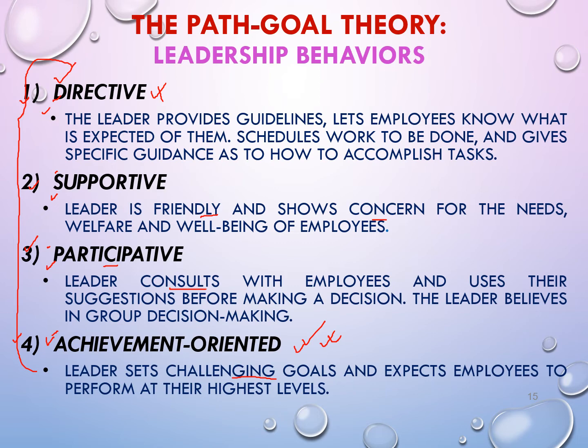Then the leader must guide the employees on what to do, keep giving instructions, keep giving guidelines to the employees. Will the leader choose this style rather than achievement oriented or participative? Then in the end the employee will be very satisfied. So that is how path goal theory works.